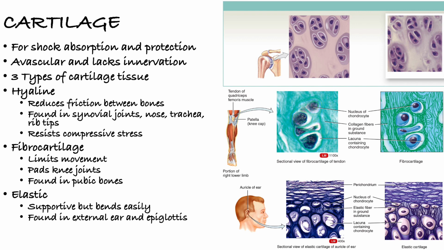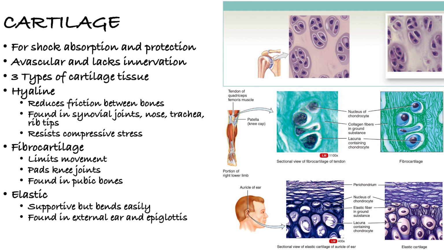So you're going to find them in your nose, in your trachea, which is your windpipe, the ends of your ribs. Yes, your rib cage. You need cartilage because we need that flexibility. When you inhale, we want your rib cage to expand. And then also, when you exhale, we want it to go back to its original position. And so hyaline cartilage is especially important because it helps to resist compressive stress.